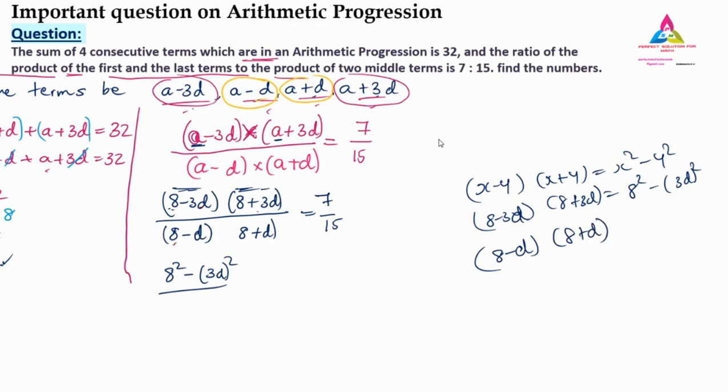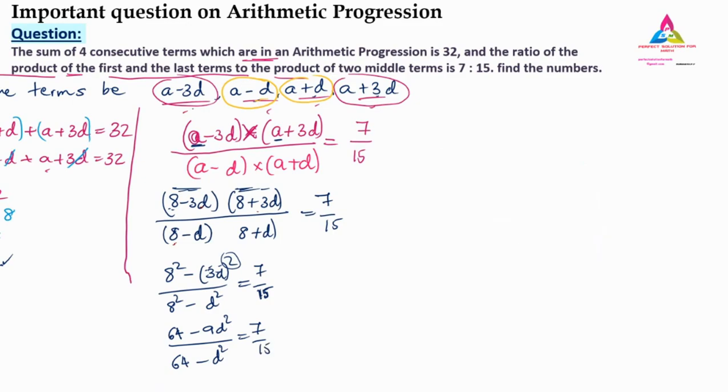What is 8 minus d into 8 plus d? That is nothing but 8 square minus d square, because here in place of x we have 8 and in place of y we have only d. So 8 square minus d whole square, that is equal to 7 by 15. Now the calculation: 8 square is 64 minus 3 square, so this square we have to take for both the terms, the 3 also and d also. So 3 square is 9, d square as it is, divided by 8 square is 64 minus d square as it is, that is equal to 7 by 15.